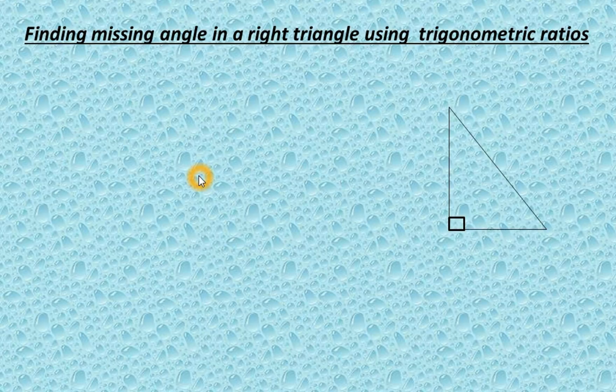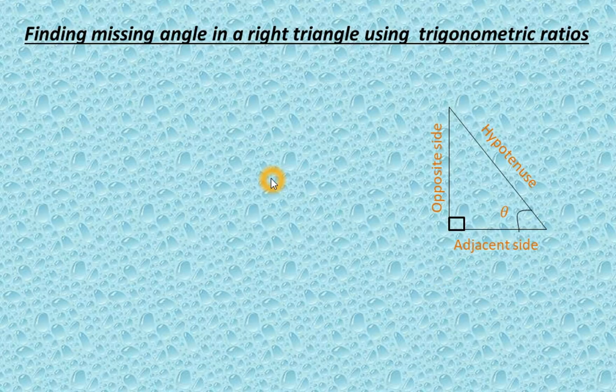Okay, the first part is a right-angle triangle. The side opposite to the 90 degree angle is called the hypotenuse. Here I marked one angle. That angle is theta. The side opposite to that theta is called the opposite side. Then this side is the nearest one, that side is the adjacent side.